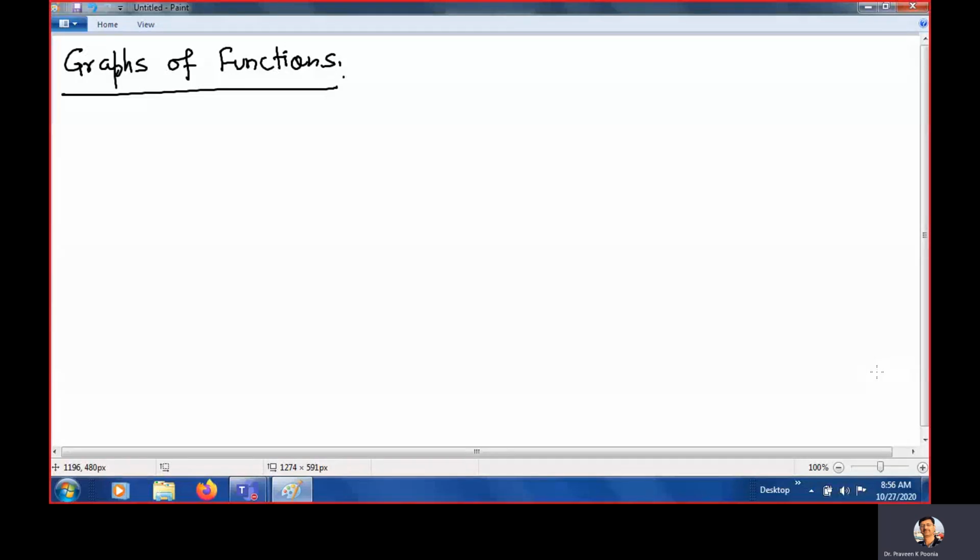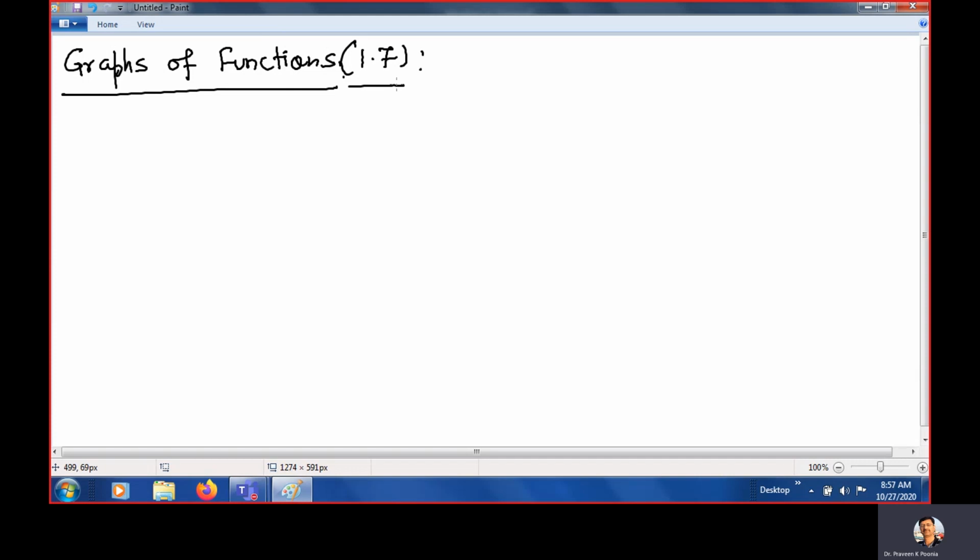Hello students. So today we are starting topic number 1.7, graphs of function. In this lecture we will finish topic number 1.7 and 1.8. In 1.7, graphs of function.